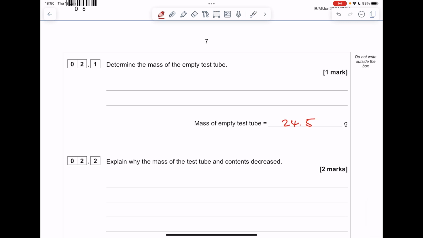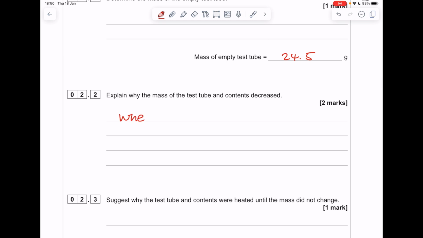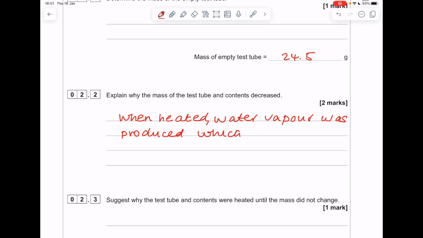Explain why the mass of test tube and contents decreased. Well, when you heat it, you're going to drive off that water. So you're going to go from having a hydrated cobalt chloride to having a dry cobalt chloride. So when heated, water vapor was produced which escaped the test tube.